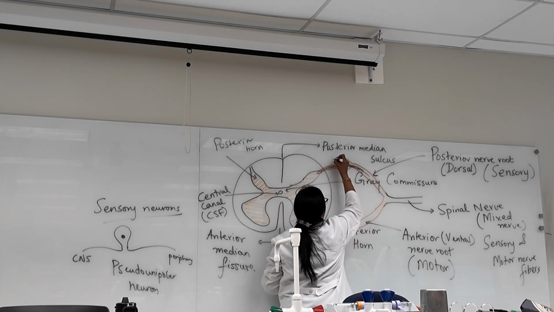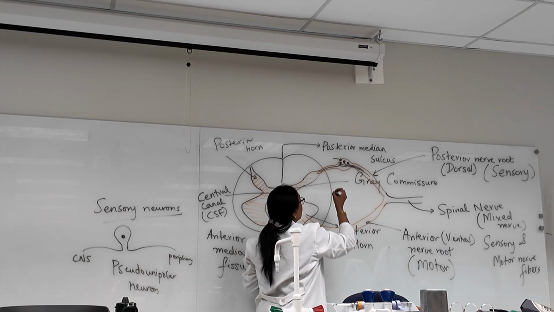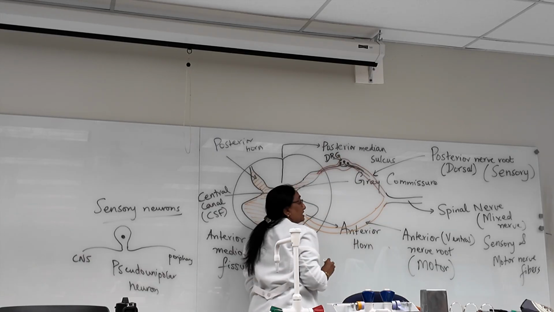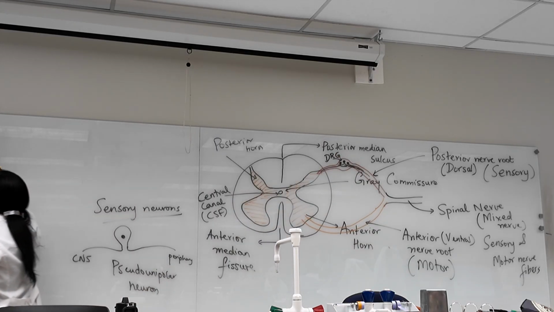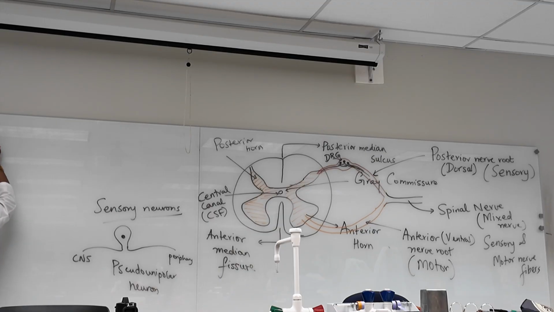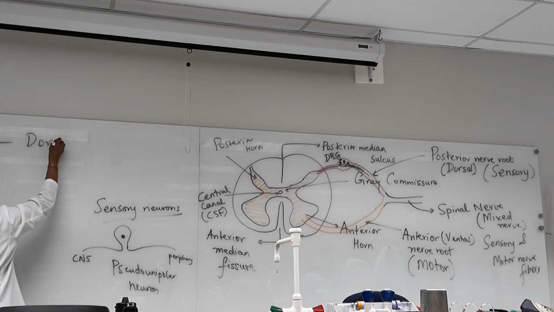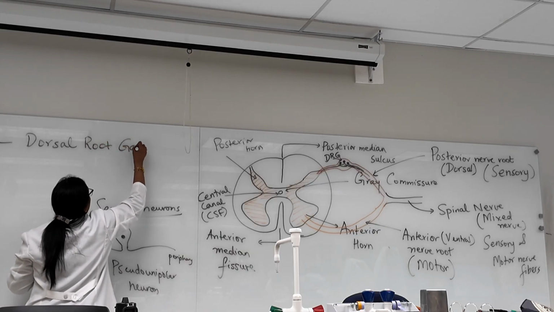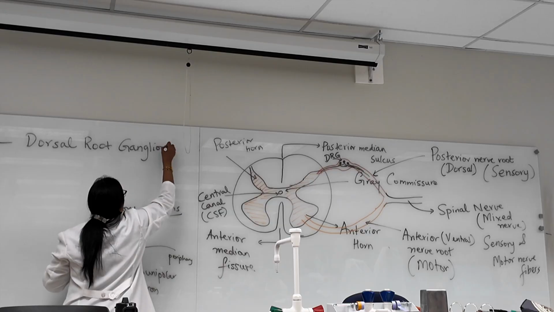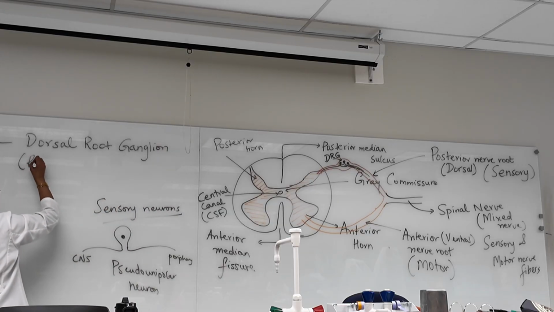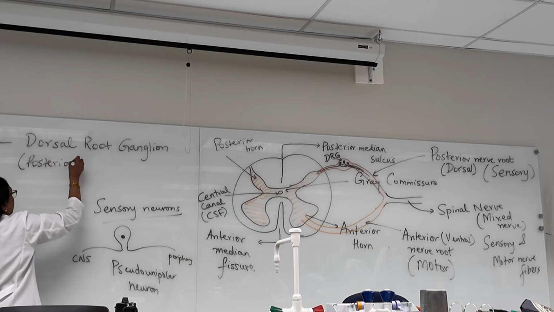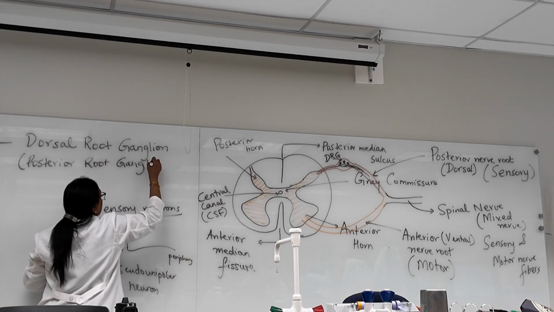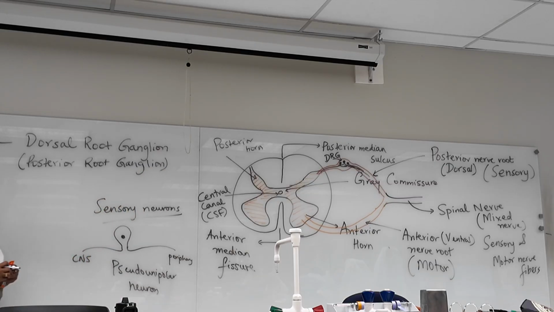This bulge that you see is called, I'm going to just put the symbols DRG. That bulge, DRG, stands for dorsal root ganglion. Dorsal root ganglion. Or you can also say posterior root ganglion. The same thing. So this will be clearly visible.